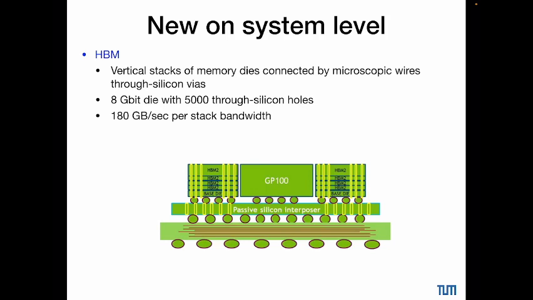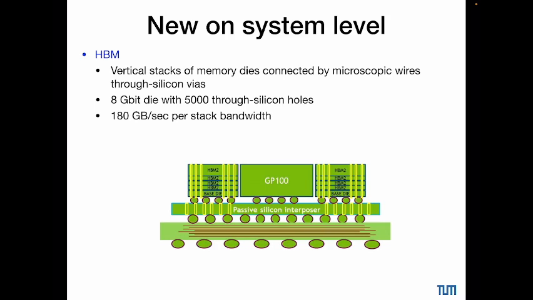Then they also use a new type of memory called high bandwidth memory. Basically, it means that we have a vertical stack of memory chips, and there are silicon vias through the chips, so that in a clock cycle you get results from multiple chips. So you can really provide data with high bandwidth.